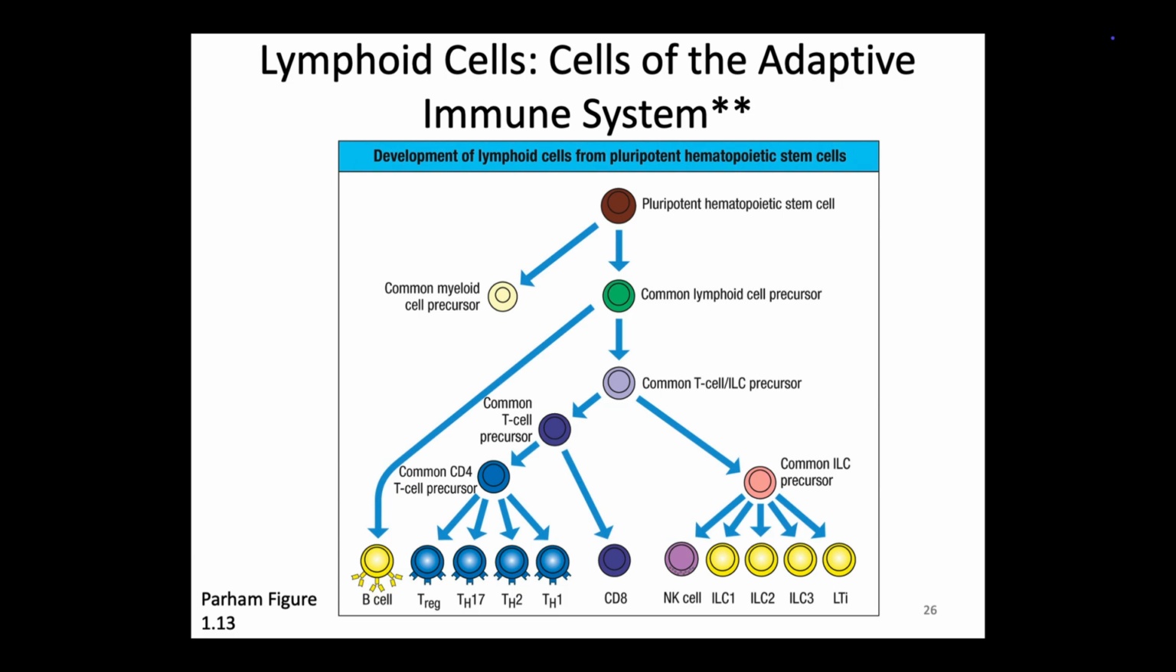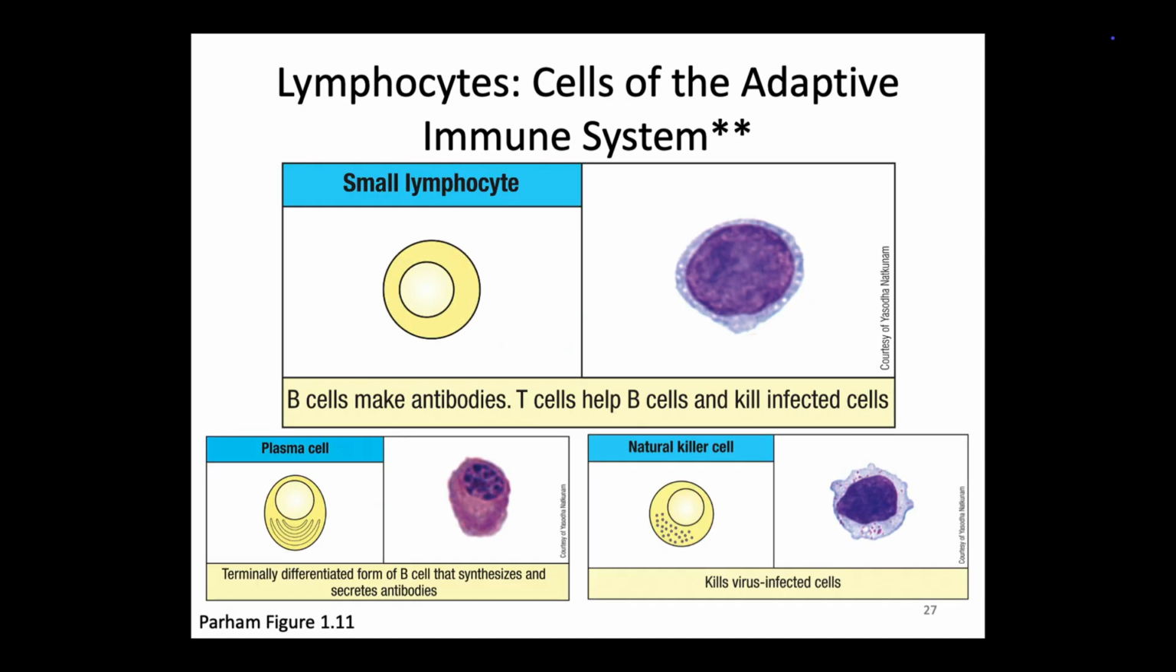So for right now, for today, until we really get into the adaptive immune system, they're lymphocytes. And we don't have to distinguish them. We will spend plenty of time distinguishing them later. Right now, the adaptive immune system cells are the lymphocytes.